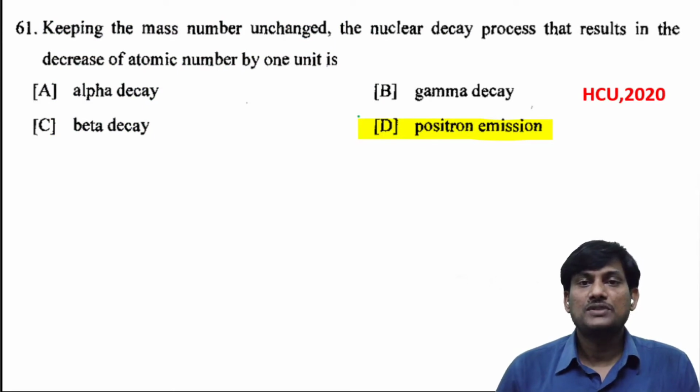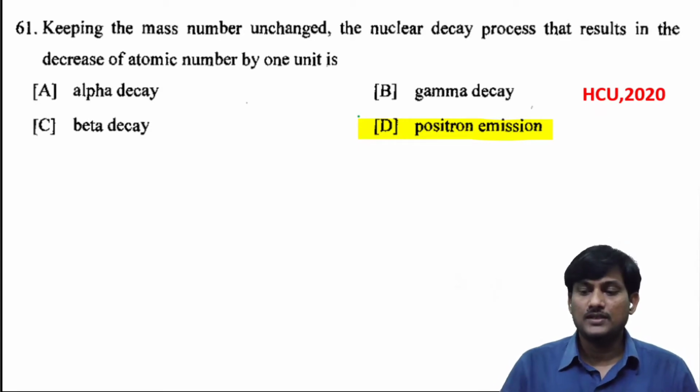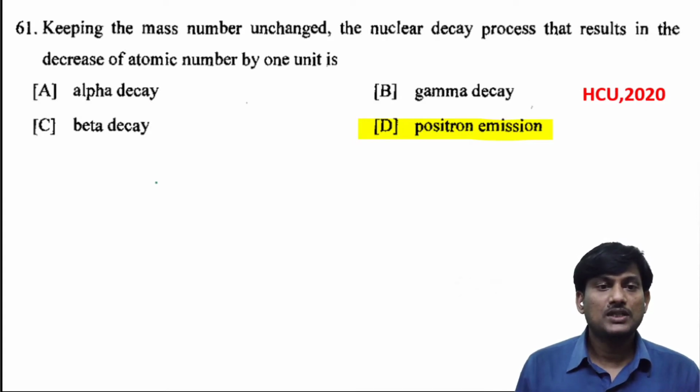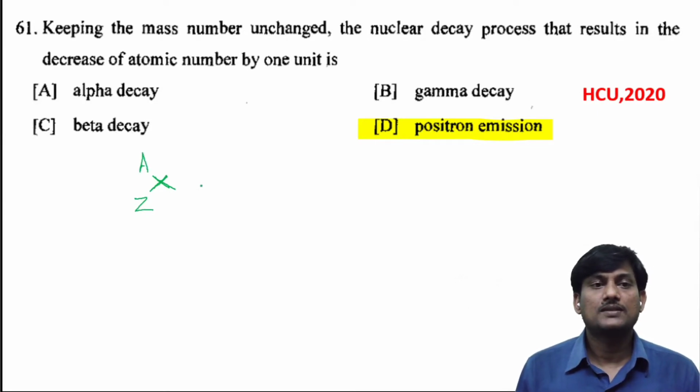Keeping the mass number unchanged, the nuclear decay process that results in the decrease of atomic number by 1 unit is. Here options are given: alpha decay, gamma decay, beta decay, and positron emission. So let's take a nucleus. The symbol of the nucleus is X, and this is the atomic number Z, and this is the atomic mass A.